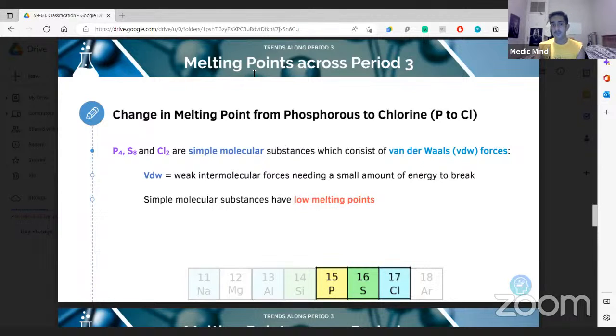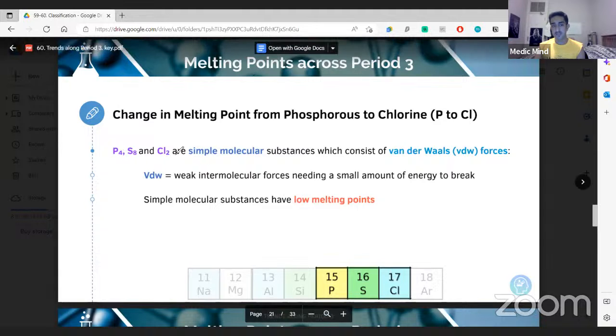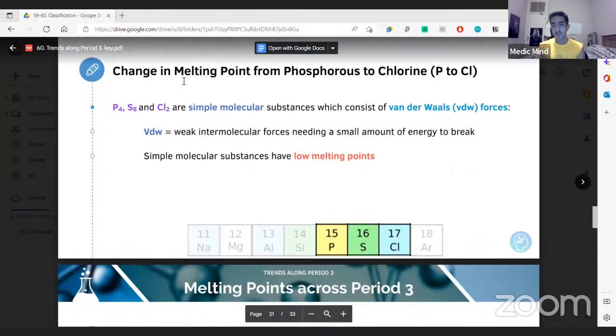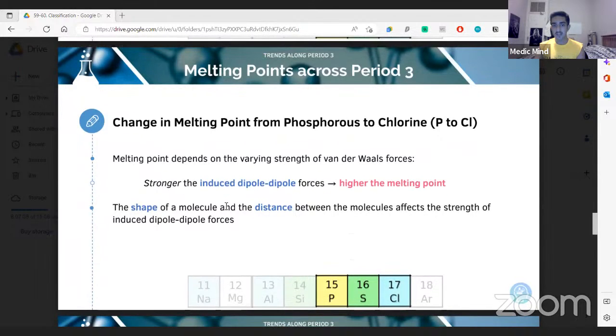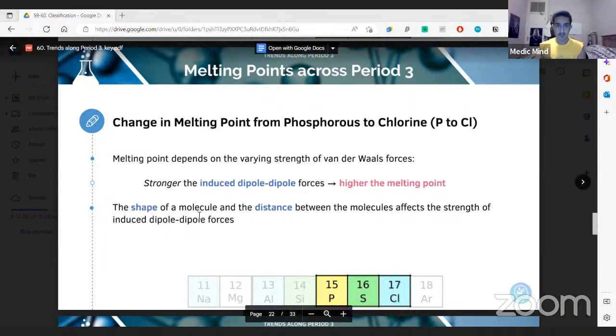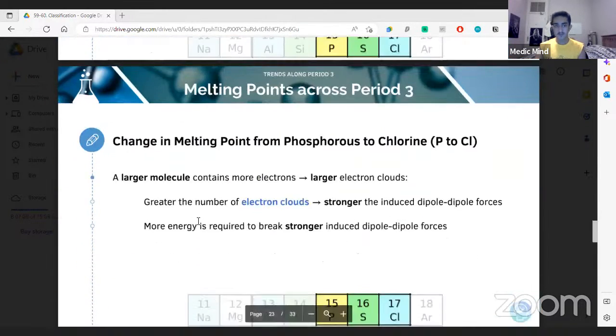So if we think about what's happening between P4, S8, and Cl2, the number of electrons goes up, which means that the induced dipole-dipole interactions become stronger, which means that the melting point becomes higher. The shape of the molecule and distance therefore affects the strength of the induced dipole-dipole forces.